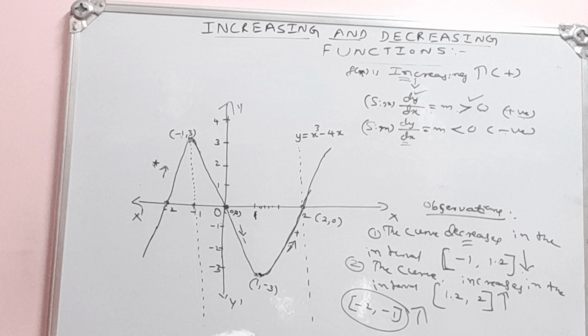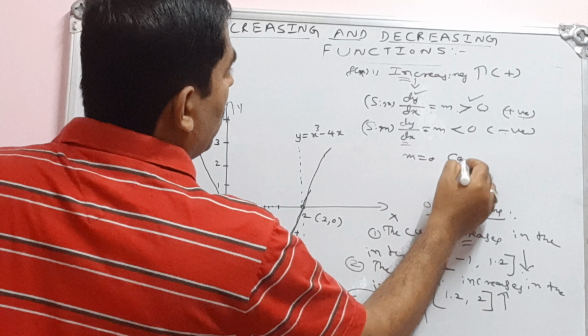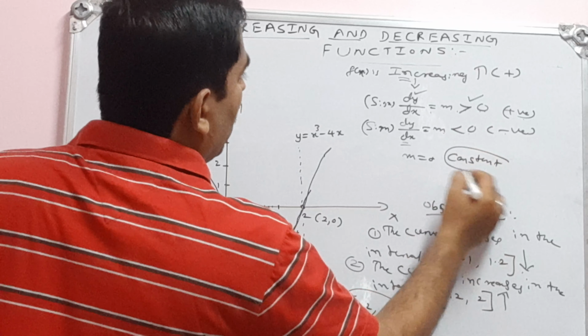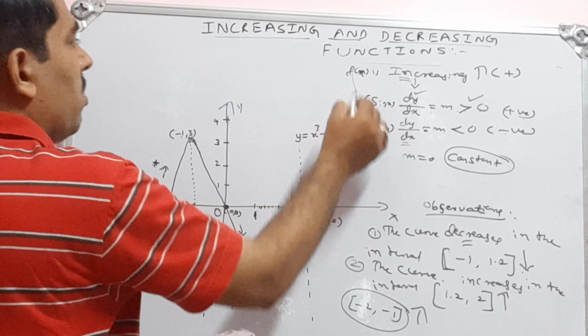Decreasing functions. So you can note down these points. See here, this is about increasing and decreasing functions. If slope m is equal to 0, then the function is neither increasing nor decreasing, and that is called a constant function. So these are very important.